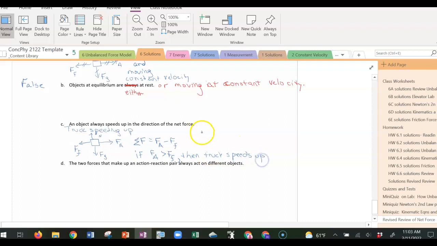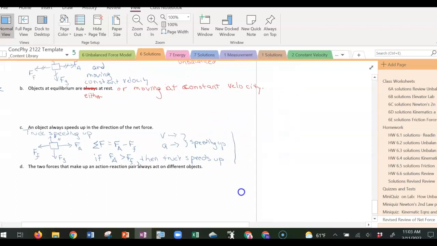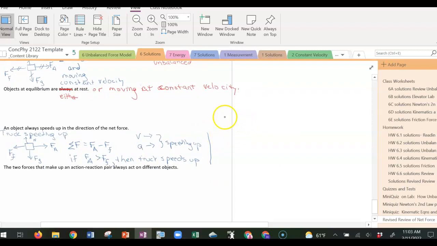That's because we have it moving to the right. We have the acceleration in the direction of the net force to the right. That means when velocity and acceleration point in the same direction, the thing is speeding up. Okay, but is that true in every situation? What about the grocery cart, the problem we just did? There we had only one force in the horizontal direction. It was friction.